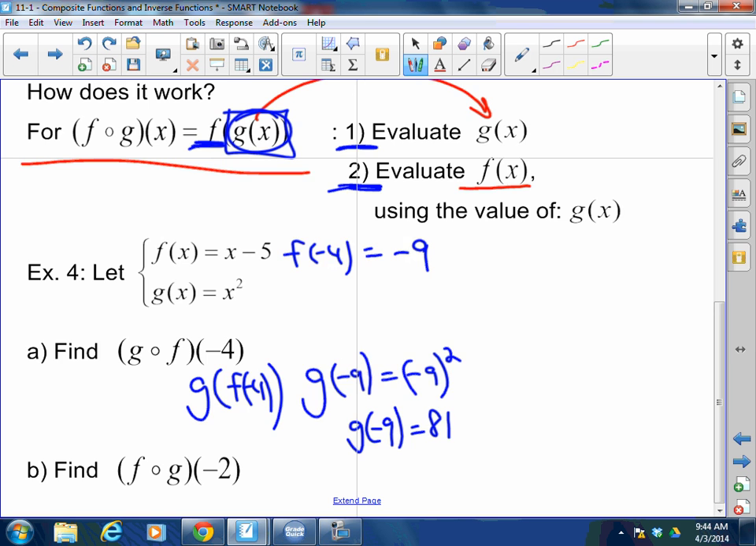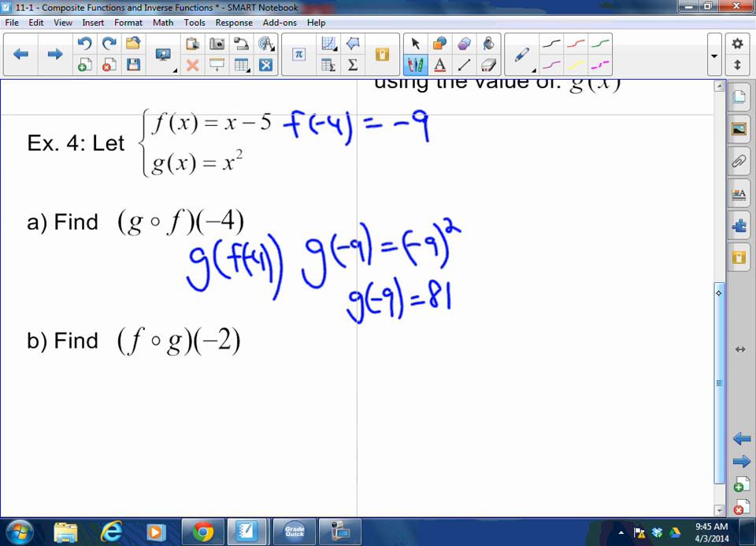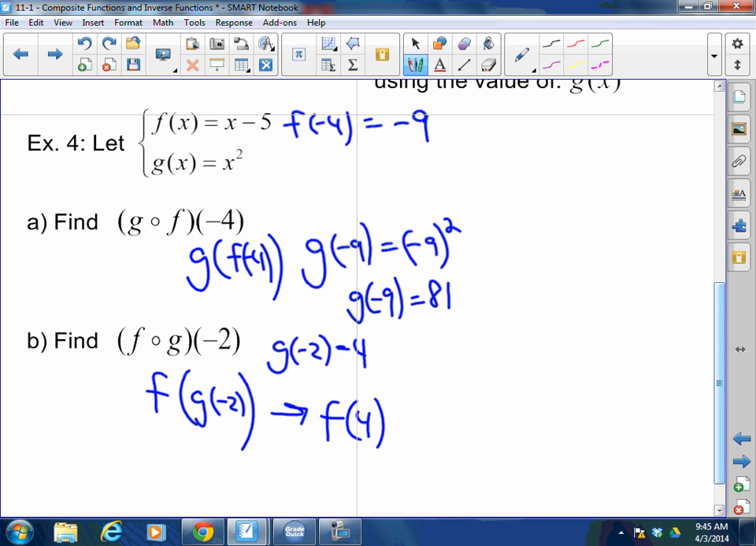How about this one, guys? F of g of negative 2. What do I have to find first? G of negative 2, which is, so g of negative 2 is 4. Now I have to find f of 4, which is going to be negative 1. Does that make sense?